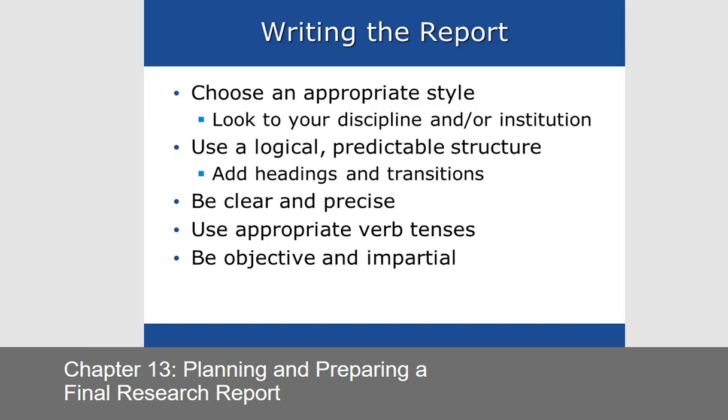Writing the report, again, choose an appropriate style. The style for this course is APA style. Use a logical and predictable structure, add headings and transitions. Remember, those topic sentences at the beginning of the paragraph are important, and those, what I call segue sentences, or the transition sentences at the end of each paragraph that help you segue into the next paragraph, are really important. Be clear and precise, use appropriate verb tenses, and be consistent with that. Be objective and impartial. One of the other aspects is there's no I, there's no first person, no we. Whenever you're writing a research report, it's always in third person.